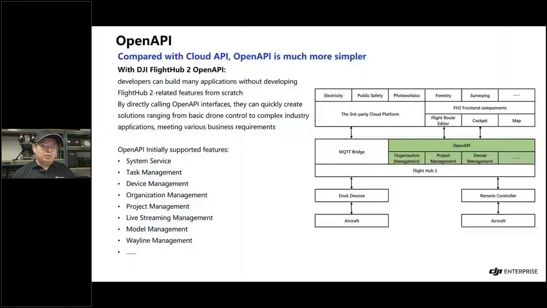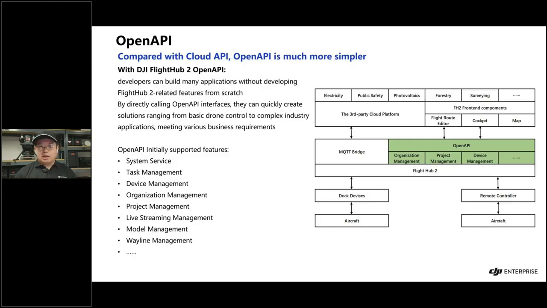Compared to the Cloud API we used to have, the Open API is significantly better, simpler, and more powerful overall. In addition to the functionality Cloud API provides, Open API enables a lot more degrees of freedom when it comes to development. In fact, our FlightHub 2 is based on top of the Open API. Think of it as a foundation layer. We built our software, in this case FlightHub 2, on top of this layer.